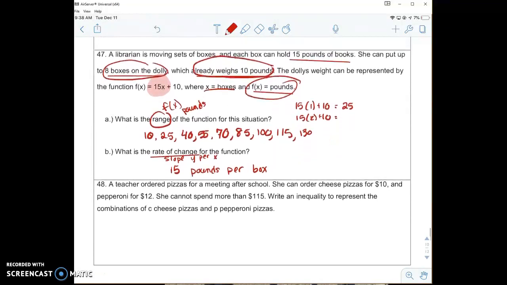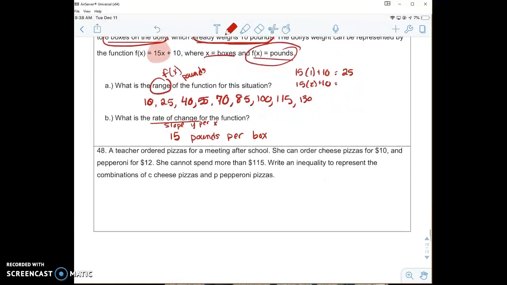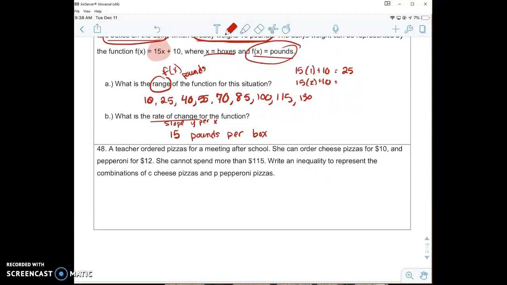Number 48, a teacher ordered pizzas for a meeting after school. She can order cheese pizzas for $10 and pepperoni for $12. She cannot spend more than $115. Write an inequality to represent the combination of C, cheese pizzas, and P, pepperoni pizzas.